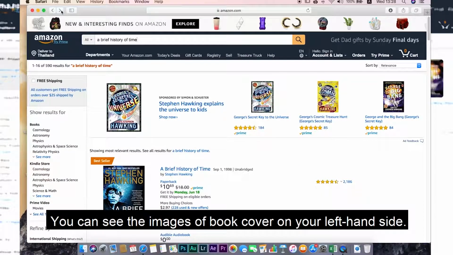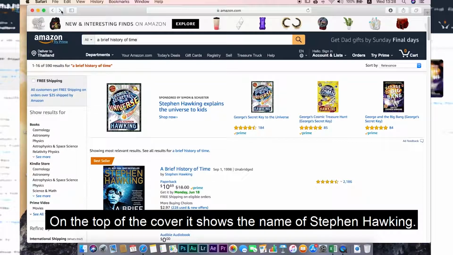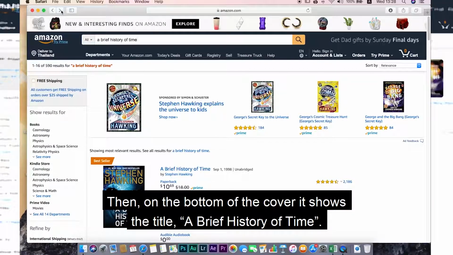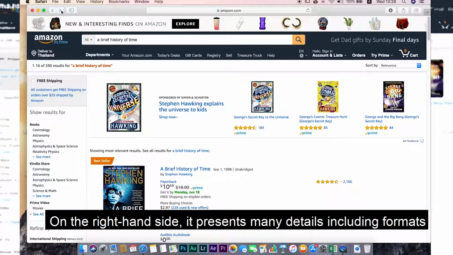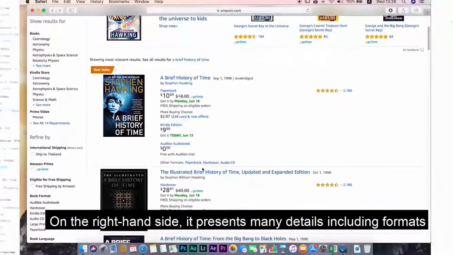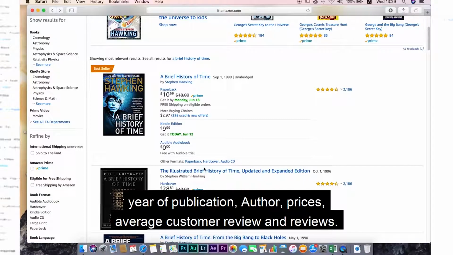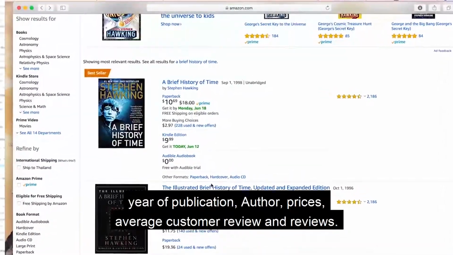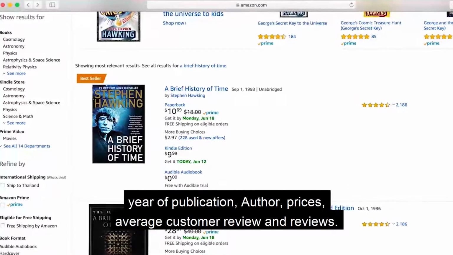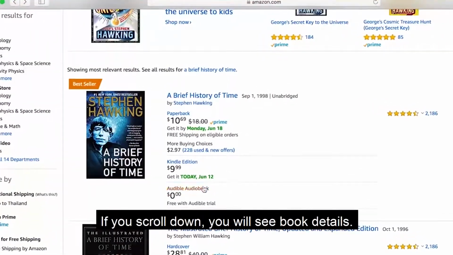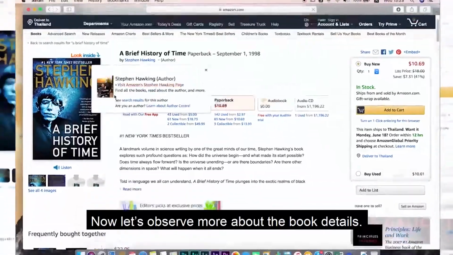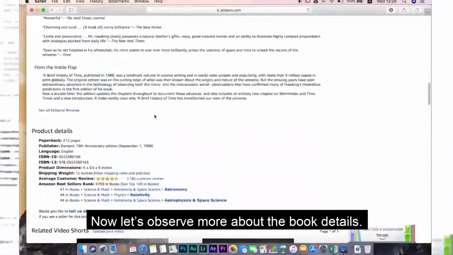You can see the images of book covers on your left-hand side. On the top of the cover, it shows the name of Stephen Hawking. Then on the bottom of the cover, it shows the title, A Brief History of Time. On your right-hand side, it presents many details including format, years of publication, authors, prices, average customer review, and reviews. If you scroll down, you will see the book detail.